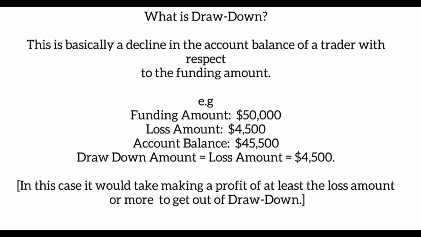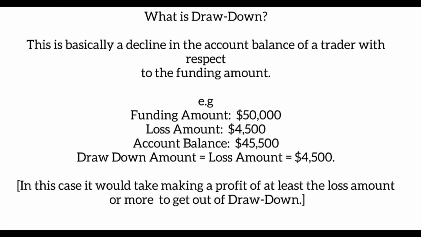We have an example here. Your funding amount is $50,000 and your loss amount is $4,500. Your account balance becomes $45,500. Your drawdown amount is equal to the loss you made from the initial amount of your account, which is $50,000. So the loss was $4,500, leaving your account at $45,500. You'd have to make more than $4,500 to be able to get back to your main account size. Then you start hunting for profit, and that is basically what drawdown is.